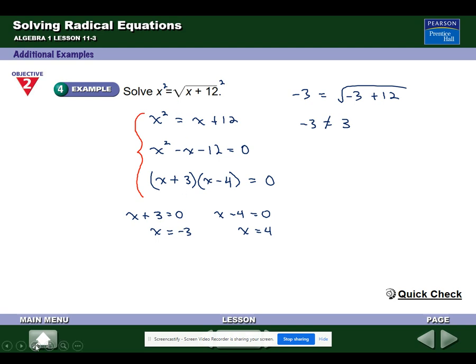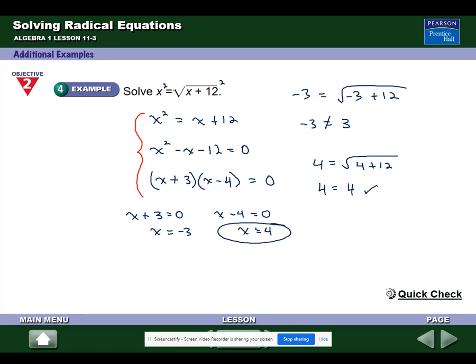Now, 4 will work. 4 is equal to the square root of 4 plus 12. 4 plus 12 is 16. The square root of that is 4. That one checks. This is your solution.